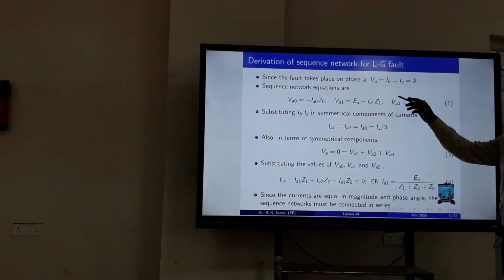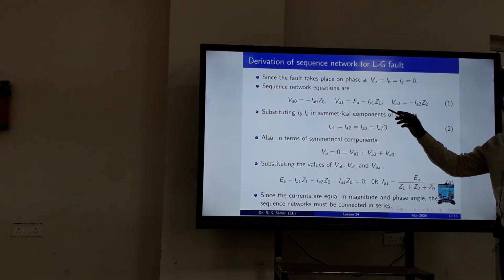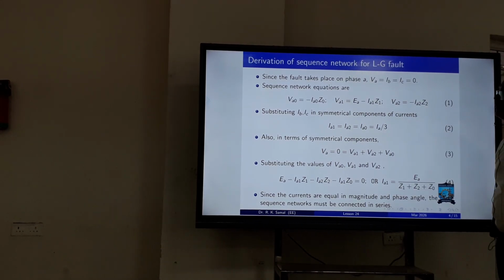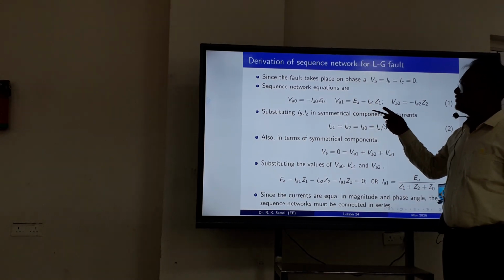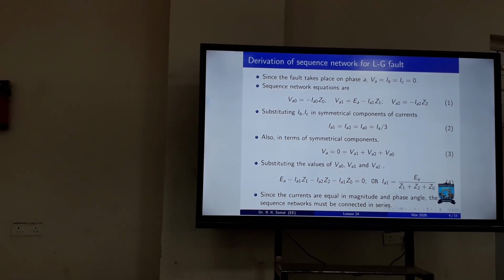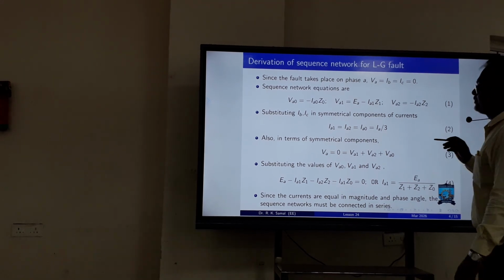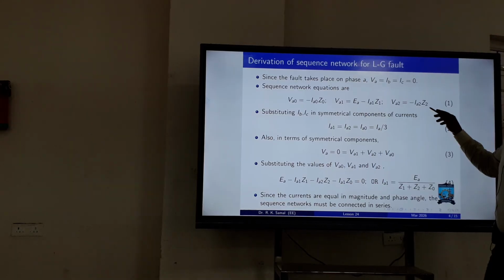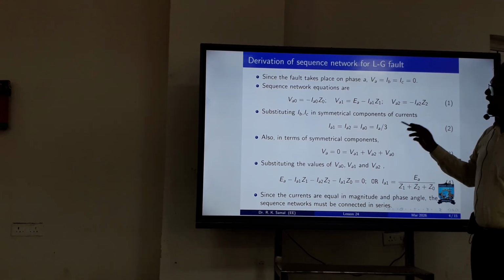The sequence network equations are from lesson 22, symmetrical components. The positive sequence voltage will be VA1 = EA − IA1 Z1. There is only a positive sequence source voltage; there can be negative sequence current, but no negative sequence voltage. Then VA2 is minus IA2 Z2, because there are no source voltages in the zero sequence and negative sequence networks.